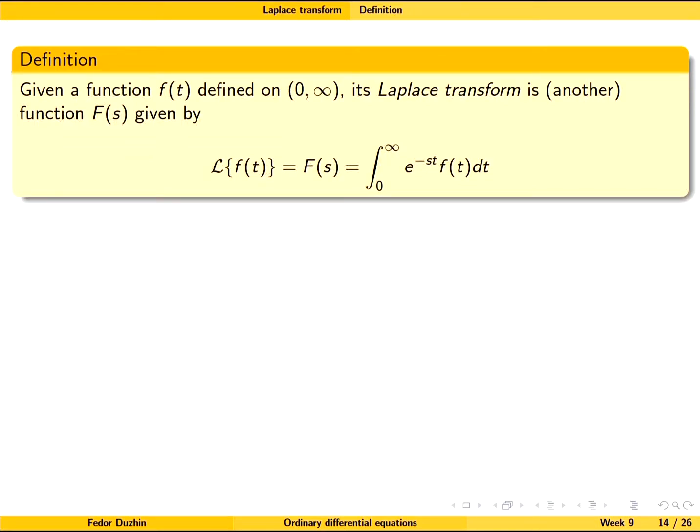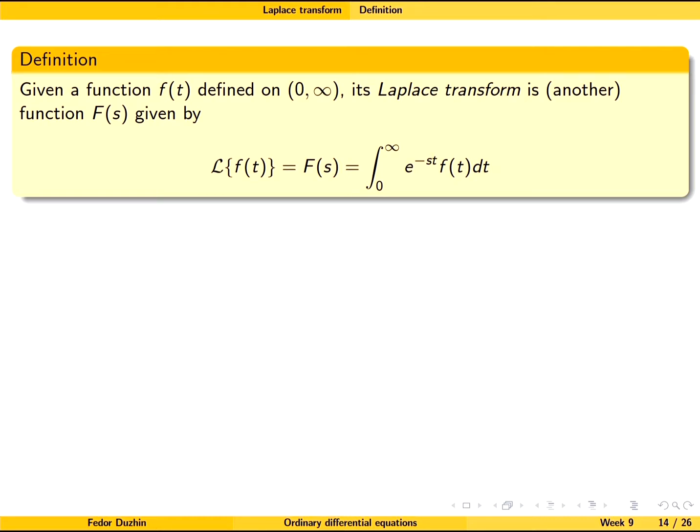Now the next topic is Laplace transform. So what's a Laplace transform? The Laplace transform's input is a function of t, and its output is a function of s, defined by this formula that you see. In other words, maybe let me write some simple equation.